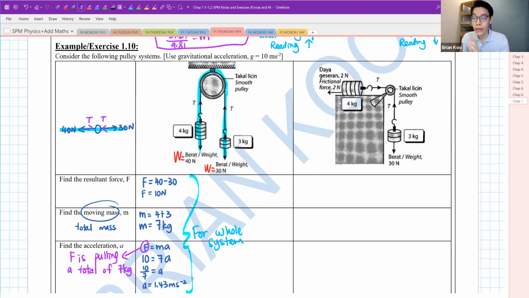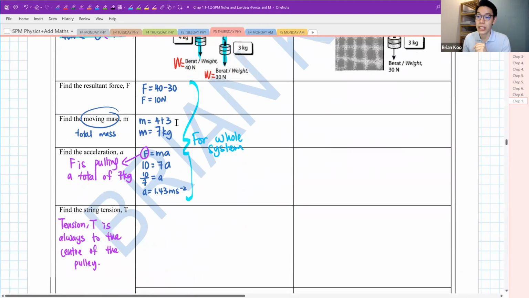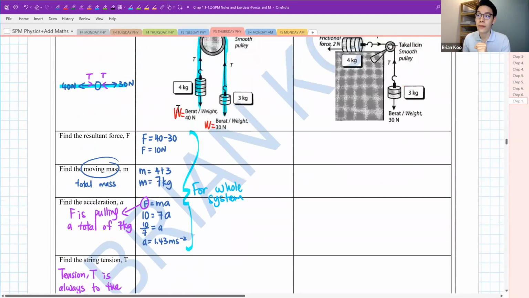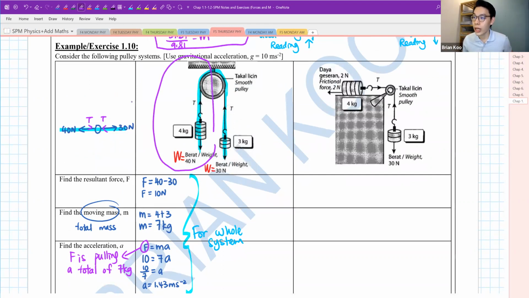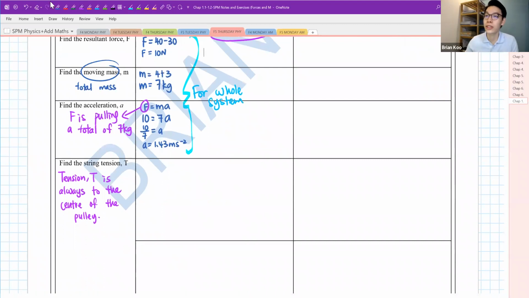So what should I do if I want to find out the tension in this question? There are two ways of looking at it. I will focus on cutting this whole situation into half and doing it separately. You watch and you draw this out as well. I'm going to focus on the 4 kg only.